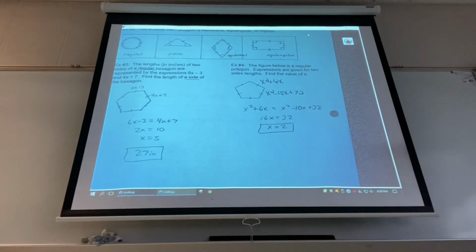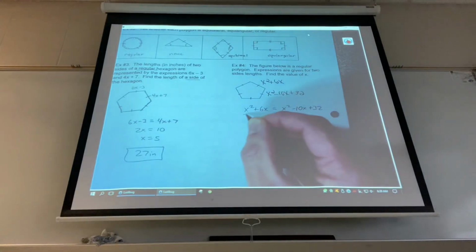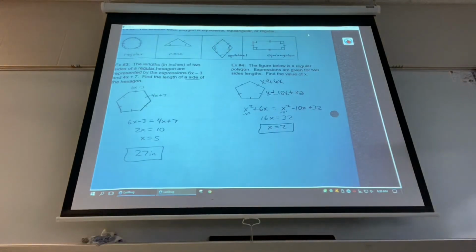Yeah. Why do the x squareds cancel out? What's that? Why do the x squareds cancel out? Yeah, I can show you. The x squareds, to solve quadratics, we want to get them together. But when we try to get them together, x squared minus x squared is nothing. You get nothing. All right, so how you guys feeling about this so far?